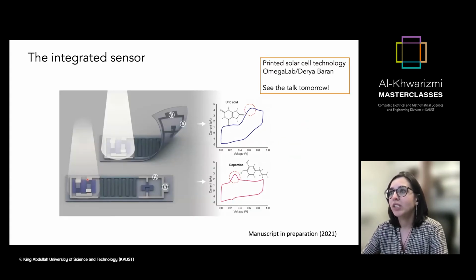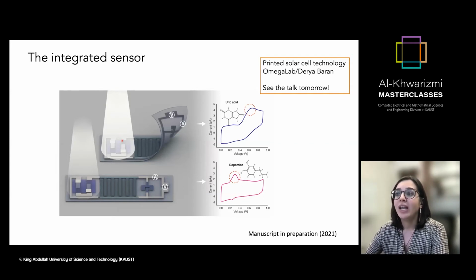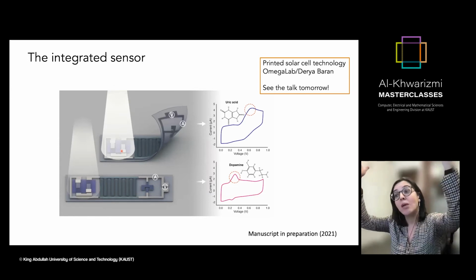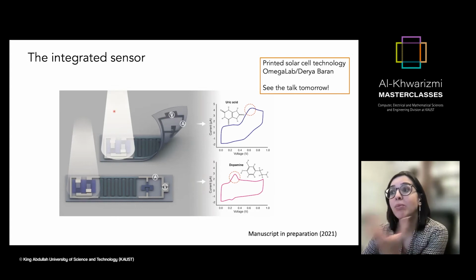And just a very short introduction to an integrated sensor that I want to show you, a self-powered sensor that we made for uric acid or dopamine with the group of Daria Baran, who's going to talk about printed solar cells tomorrow. What we did with this group is to print organic solar cells on the same substrate where we have these PEDOT PSS-based sensors. And as the organic solar cell is a device that generates a voltage upon application of light, the sensor is basically operated by the power of light.